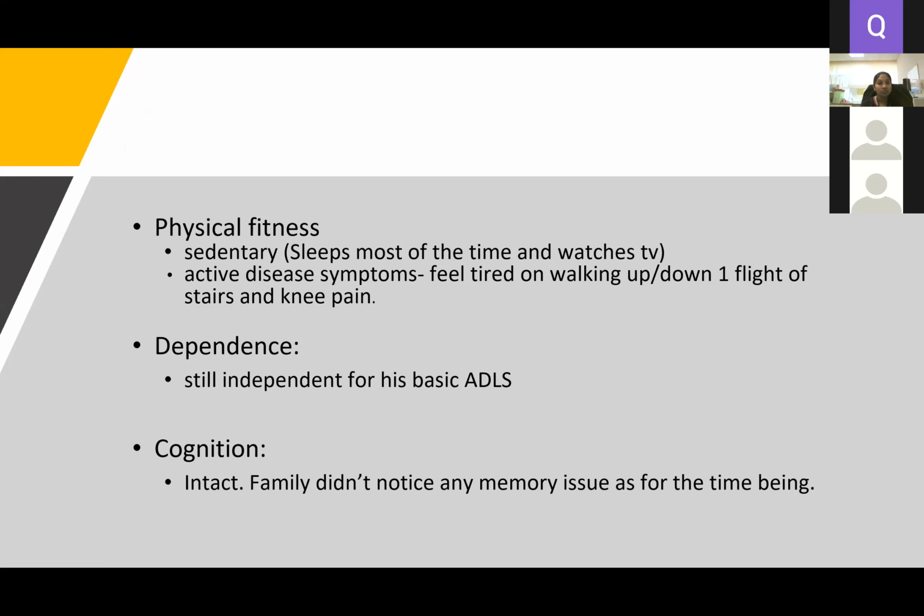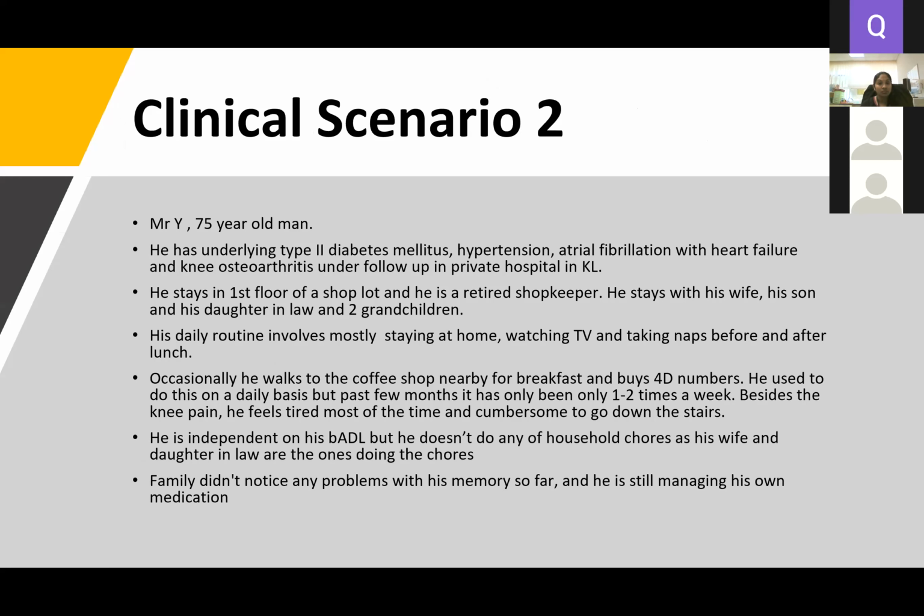Then next we go to clinical scenario 2. So we are going to talk about Mr. Y. He's a 75-year-old gentleman. He has underlying type 2 diabetes, hypertension, AF with heart failure, and osteoarthritis, and is under follow-up in KL. He stays on the first floor of a shop lot, and he's a retired shopkeeper, staying with his wife, his son, his daughter-in-law, and 2 grandchildren.